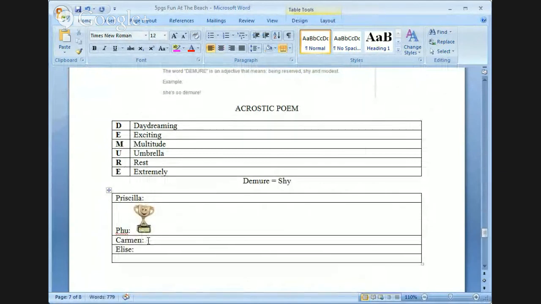I consider myself a demure type of person. So for me, I love daydreaming, and instead of trying to meet a multitude of different persons, which I don't find any exciting thing to do, I would just stay at home, trying to rest a bit for today. But if I get extremely bored, I would take my umbrella today because it's raining, and I would go out for a walk. Okay, good.